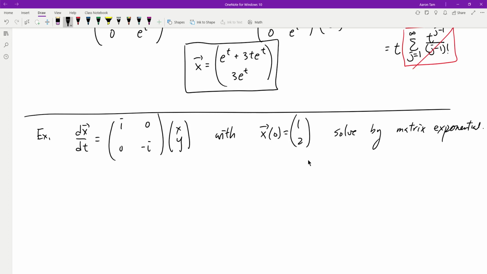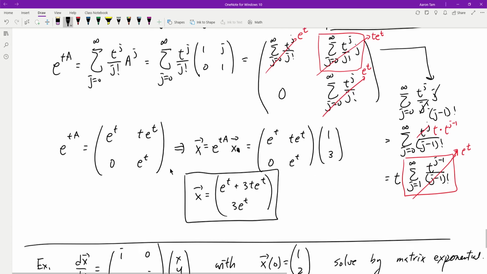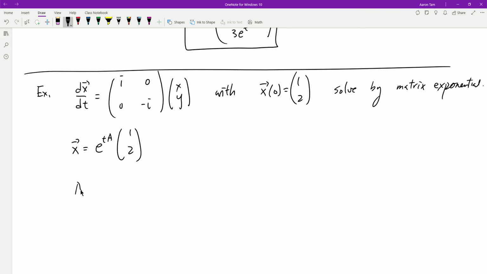Let me show you what happens. Once again, the first thing is that we know the answer we're looking for is this. I try to figure out what e to the ta is, and to do that, I will need to figure out what a to the j power is. So we'll do the same thing here. If A is equal to [i, 0, 0, negative i], then what is A squared going to be? Well, that would be [i, 0, 0, negative i] multiplied by [i, 0, 0, negative i].